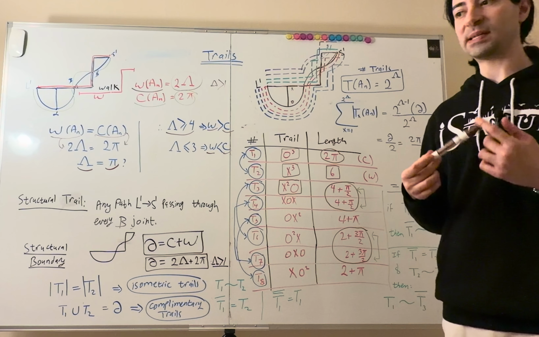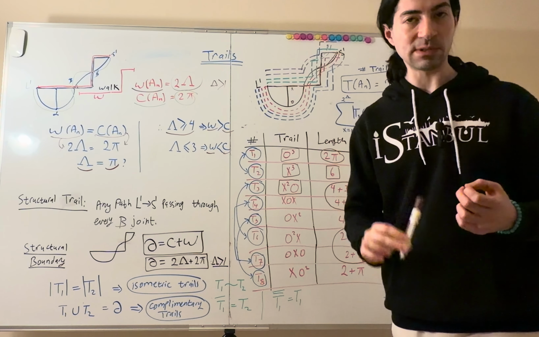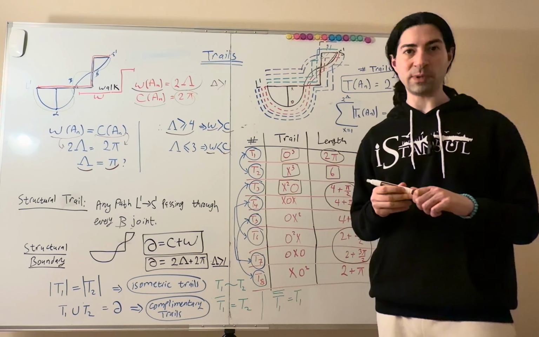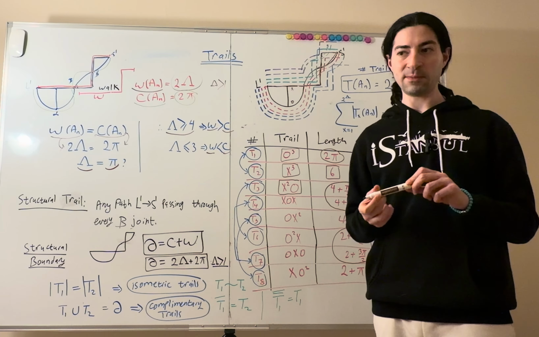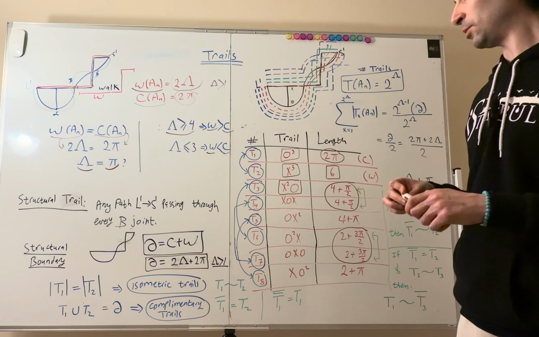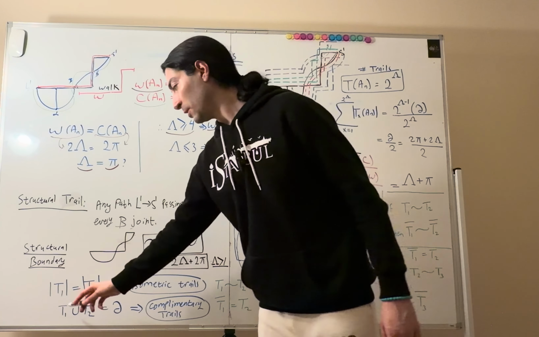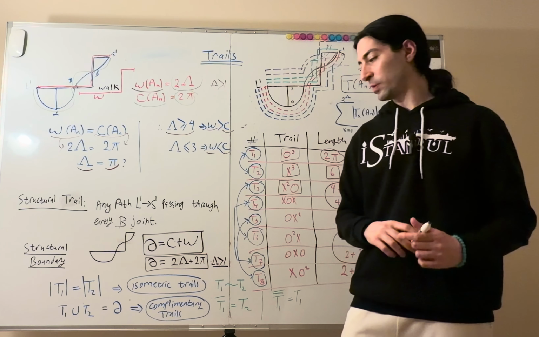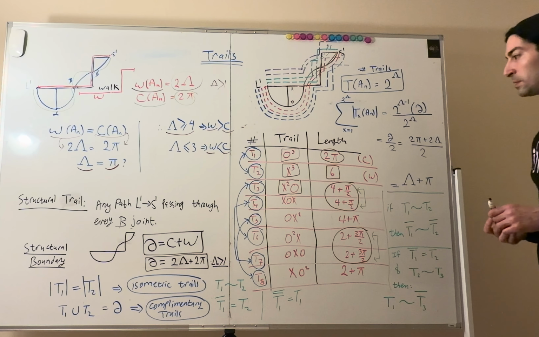And in fact, we say that for any trail in a sectoral structure, there must be another complementary trail to it. And there must be one and only one complementary trail. So this is a very interesting way to think about it. So we will say that if T1 union T2 gives us the boundary, then these two trails are complementary to each other. Let's look at a few examples.